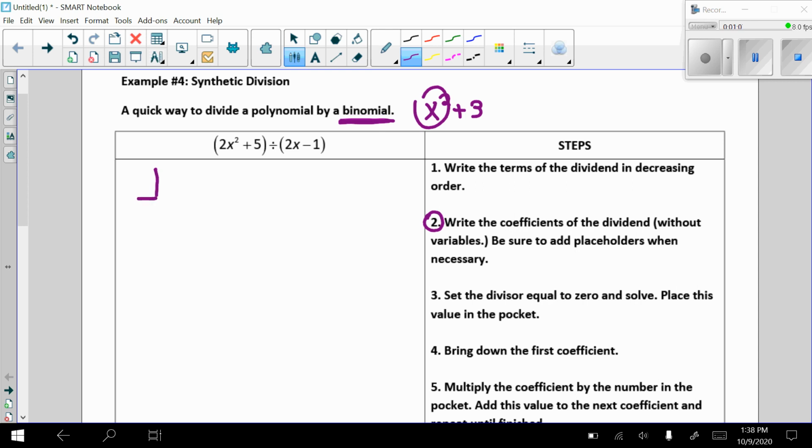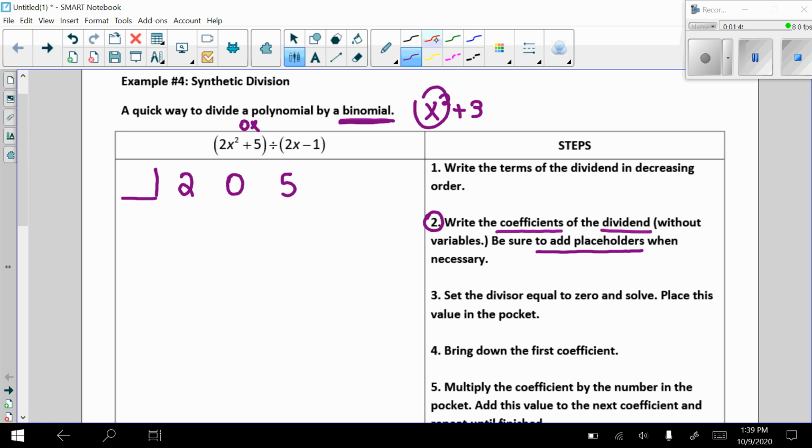I want you to give yourselves a little pocket onto the side, and now we're going to write the coefficients of the dividend, not the variables. But we have to add placeholders if we don't have a particular power. Here's what I mean by that. Right here we have 2x squared, so we're going to put a 2 here. How many x to the first do we have? Well, we don't have any. So we have to put a 0 because that refers to 0x to the first. And then we just put our coefficient of 5.